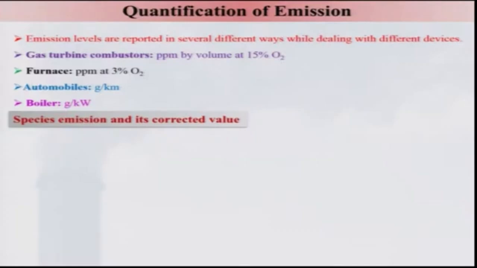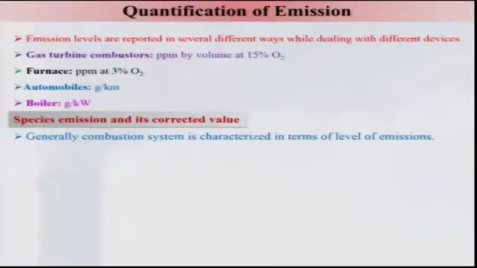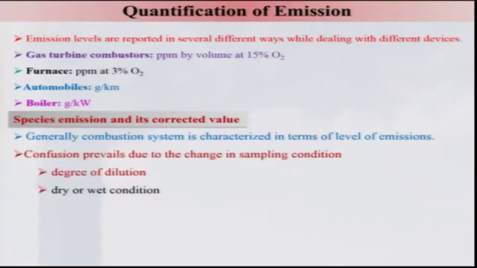Besides this, in combustion, there will also be water in the exhaust gas. If water is removed before taking the emission measurements, that is known as dry. The combustion system is generally characterized in terms of emission level, and of course the confusion prevails due to the change in sampling condition, for two reasons. One is the degree of dilution, particularly the oxygen level, and the other is the dry or wet condition.